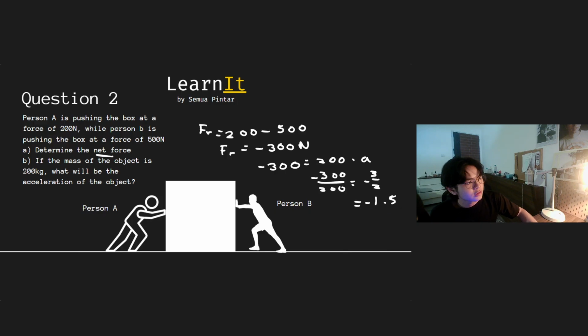Wait, does it fit? Here. Okay. Negative 1.5 meters per second squared. So you can take notes of this. I should probably write down that the reason this is 300 over 200 is because I rearranged this to be the force over the mass. Okay.